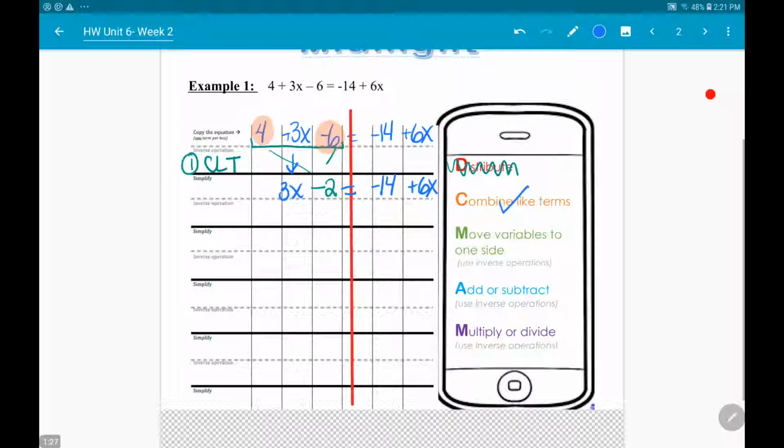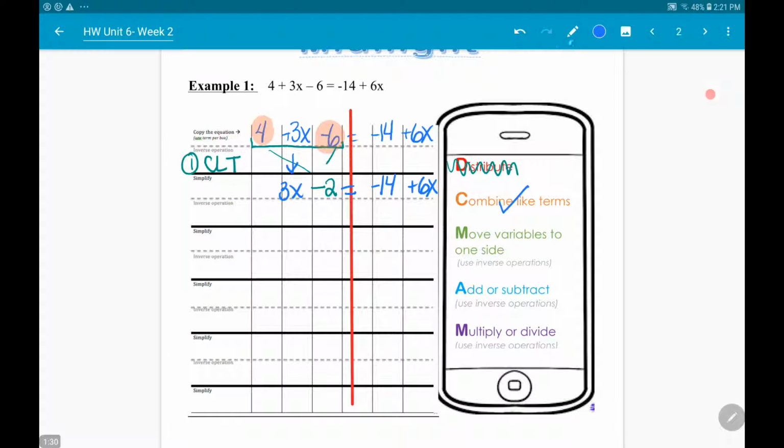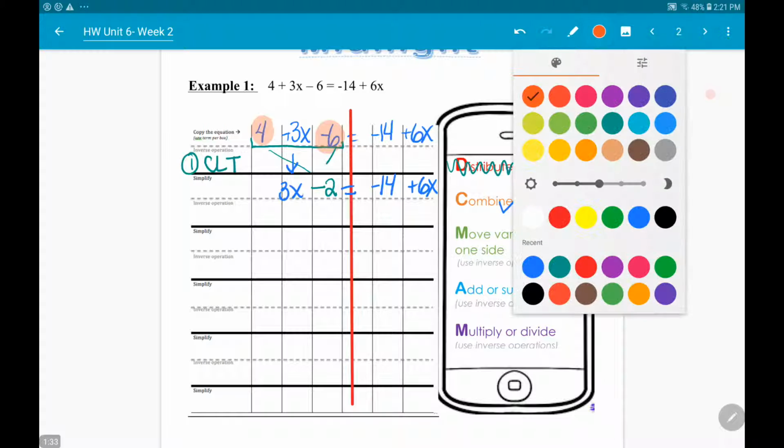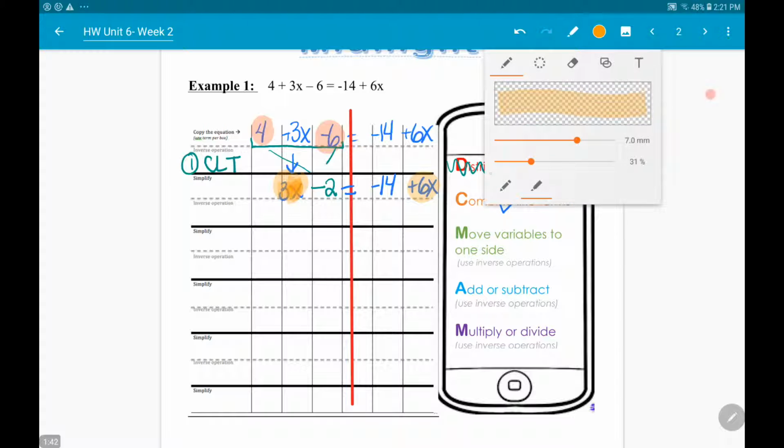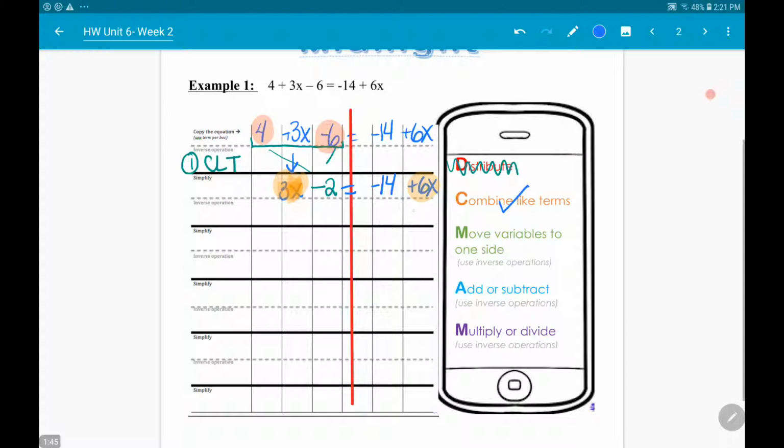Alright, next step on my list is move variables to one side. So when I look at this red line down the middle, do I have variables on both sides? And I do. I have a 6x on one side and a 3x on the other. So I want to put those together. I always like to start with what's on the right. So I want to move the 6x, and I'm going to move it by doing my inverse. It was plus, so what is my inverse of the 6x? It's to subtract. So I moved variables to one side.